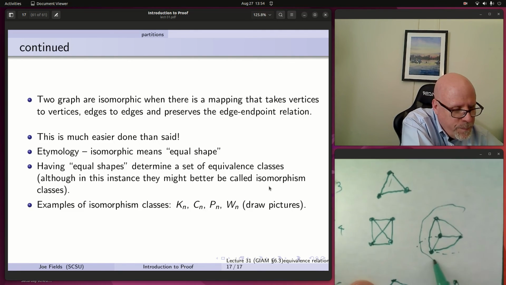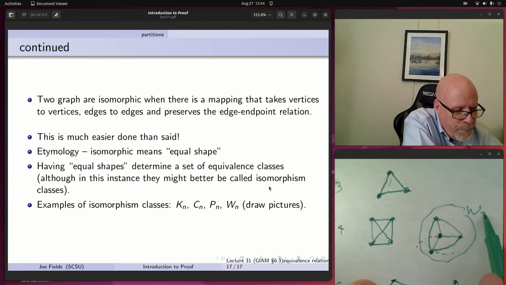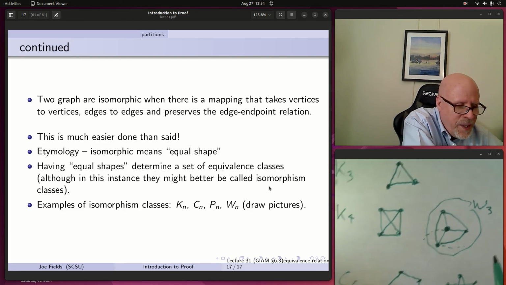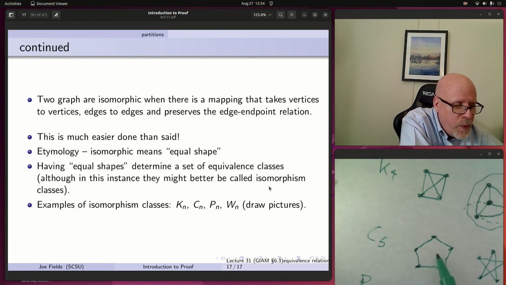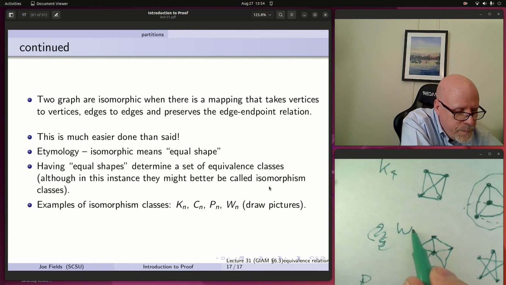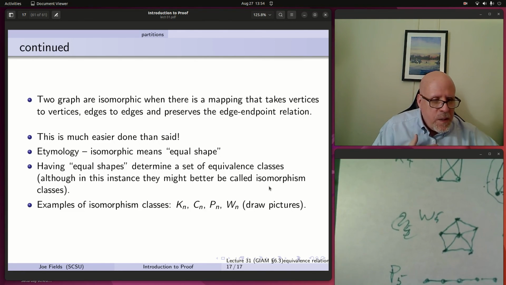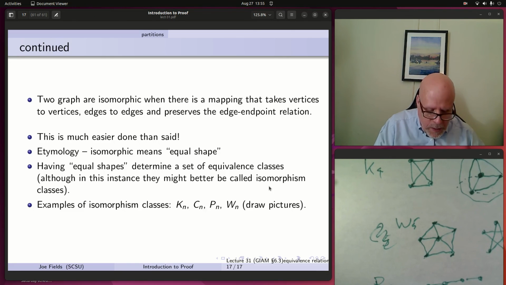And wheels, I'll give you an example of a wheel. This one's a wheel. That one would be called W3. It basically has an axle and then a cycle around it. So it's a combination of a cycle with somebody centered. If I put a dot in the middle of this and connected everybody to that dot, now I have 6 nodes, but it's still called W5. And that's probably enough for us to see the various equivalence classes you get by thinking about isomorphism as an equivalence relation on the set of all graphs.